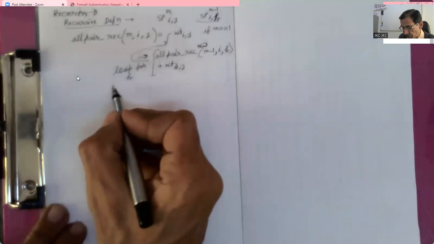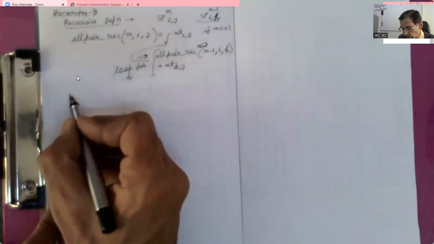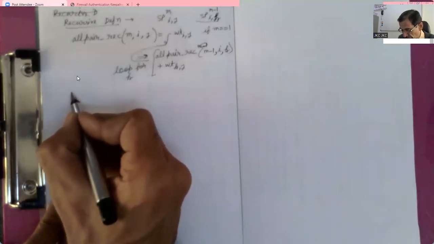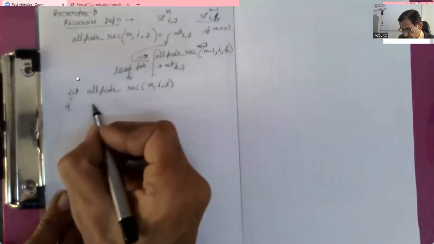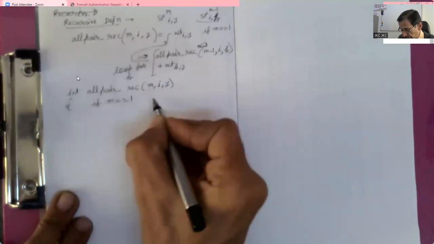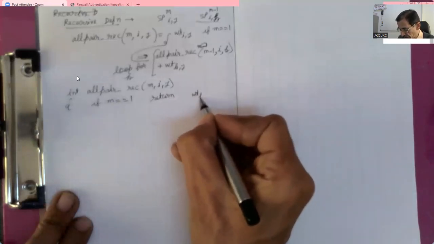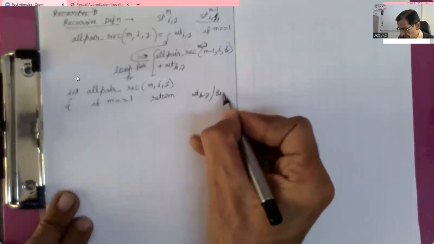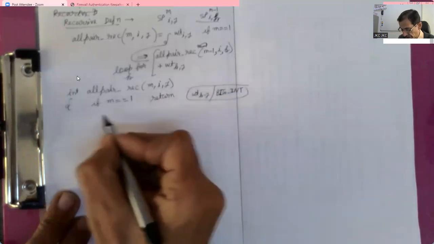I have nothing else to be done. The code is simply in this form, writable as a recursive function, so I can easily do that programming. If I have to write a function, maybe I will say int all-pair recursive, with m, i, j being passed, and correspondingly, if m equal to 1, I can return whatever I want to return: weight of i j, or big int. Whether big int is stored in my weight matrix or not, accordingly I can return.